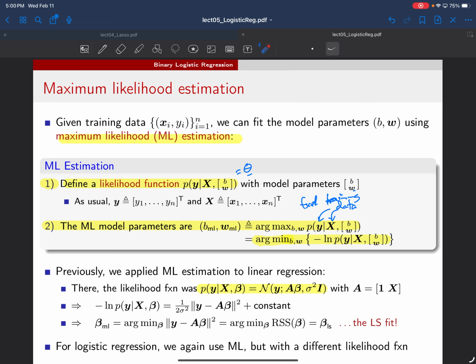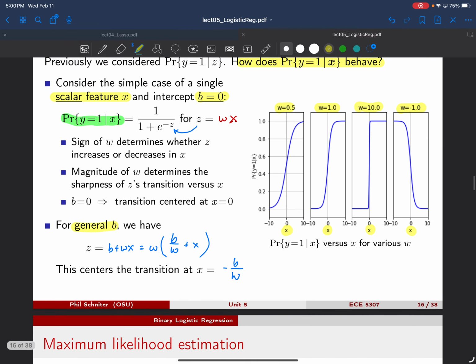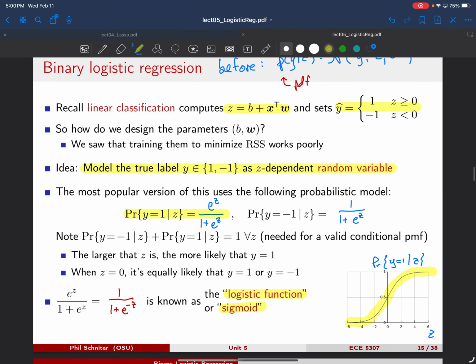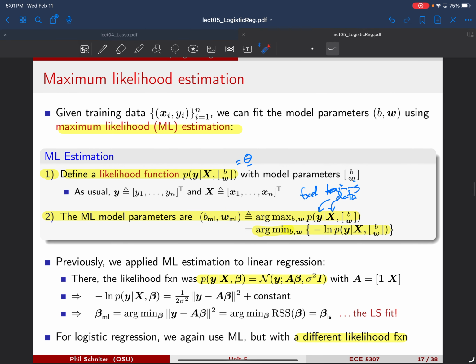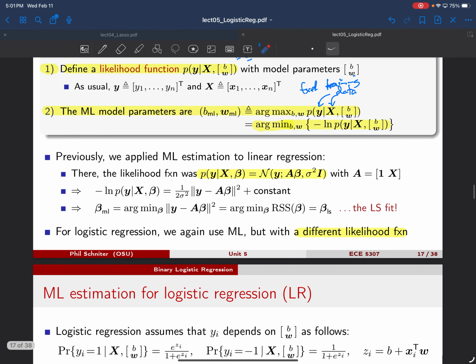And we're just repeating this procedure, turning the crank again, but with a different likelihood function, the one we just defined based on the logistic. Okay, so this is our plan. Use maximum likelihood, but with this model over here. Okay, any questions on this? Is it kind of making sense? Okay, so let's see the details then.